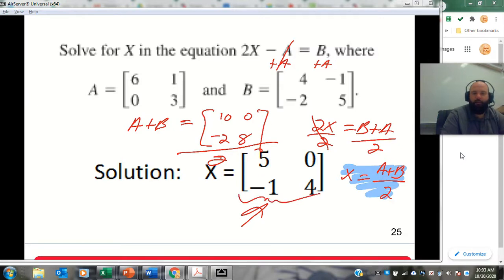Okay, so you can see this isn't that difficult. You just got to make sure you're not making arithmetic errors.